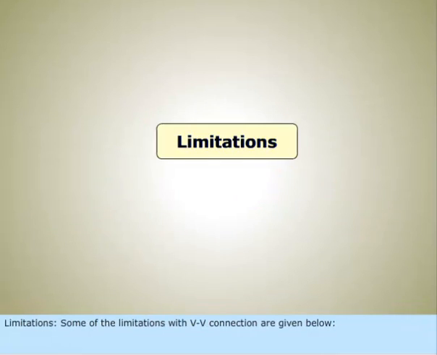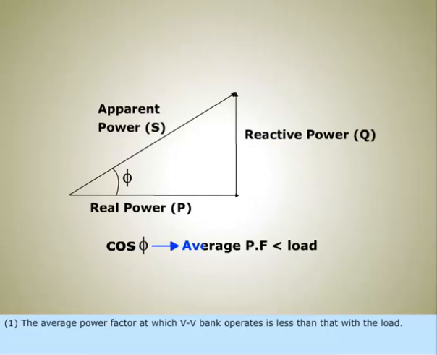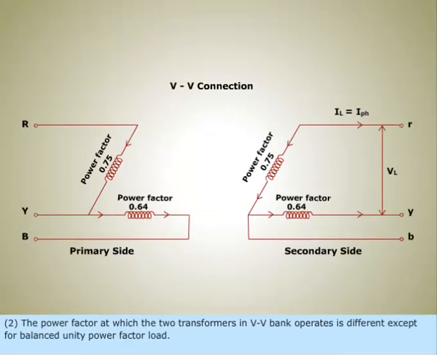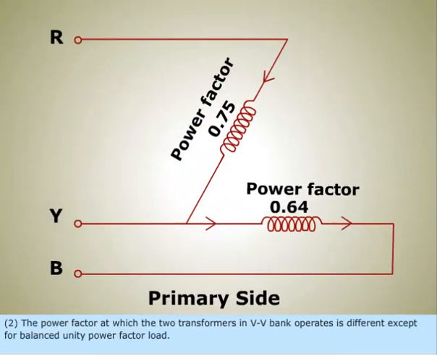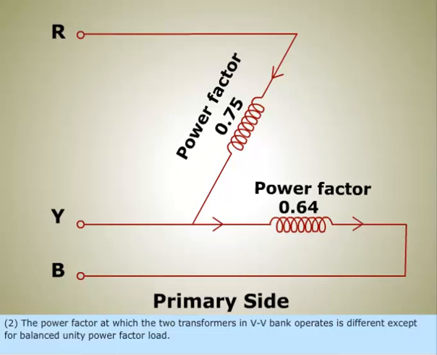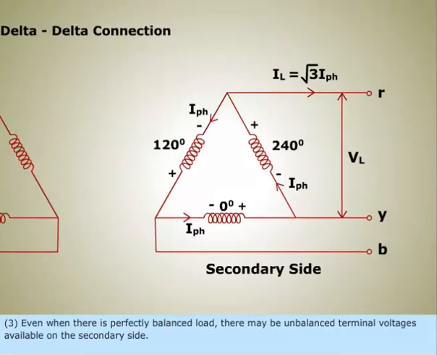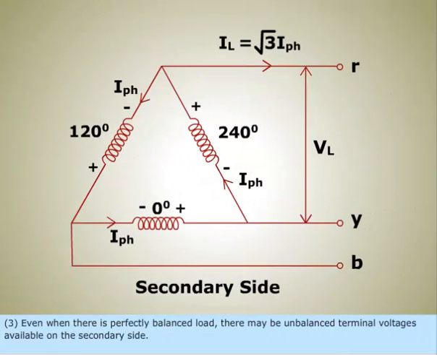Limitations. Some of the limitations with V-to-V connection are given below. 1. The average power factor at which V-to-V bank operates is less than that of the load. 2. The power factor at which the two transformers in V-to-V bank operate is different, except for balanced unity power factor load. 3. Even when there is perfectly balanced load, there may be unbalanced terminal voltages available on the secondary side.